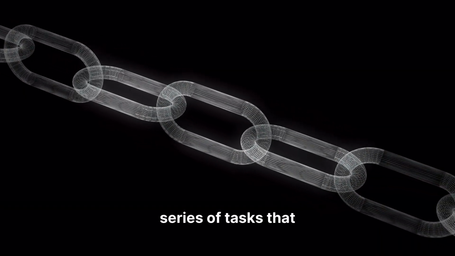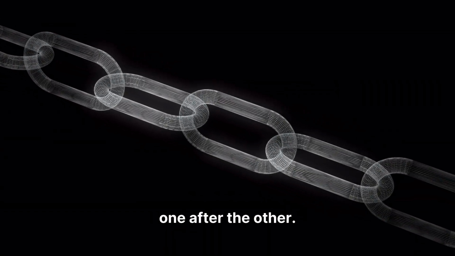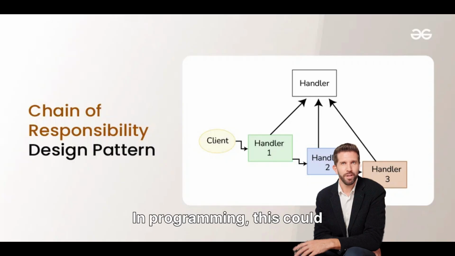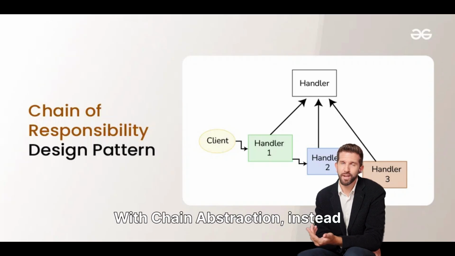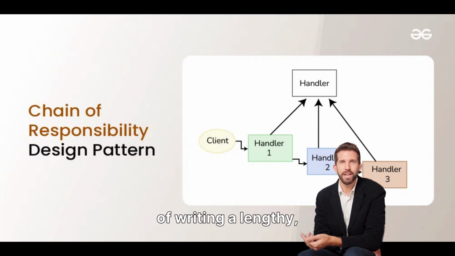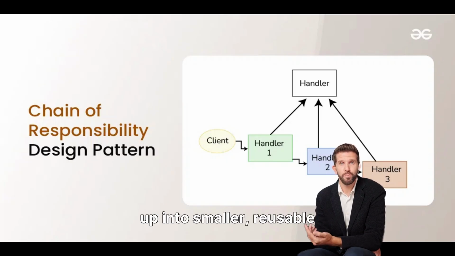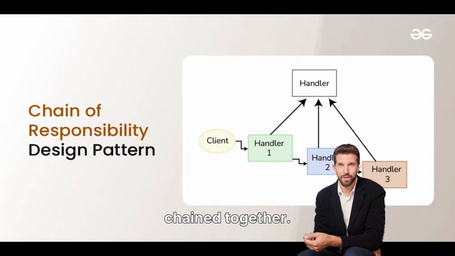Imagine you have a series of tasks that need to be completed one after the other. In programming, this could look like a series of functions that transform data. With chain abstraction, instead of writing a lengthy, complicated function that does everything, you split it up into smaller, reusable functions that can be chained together.